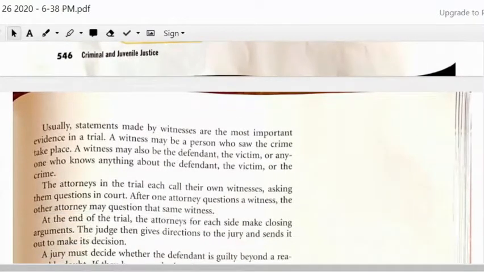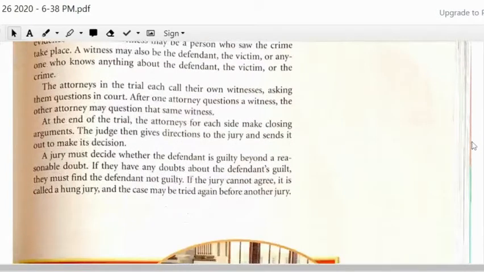Usually, statements made by witnesses are the most important evidence in a trial. A witness may be a person who saw the crime take place. A witness may also be the defendant, the victim, or anyone who knows anything about the defendant, the victim, or the crime. The attorneys in the trial each call their own witnesses, asking them questions in court. After one attorney questions a witness, the other attorney may question that same witness. At the end of the trial, the attorneys for each side make closing arguments. The judge then gives directions to the jury and sends it out to make its decision.